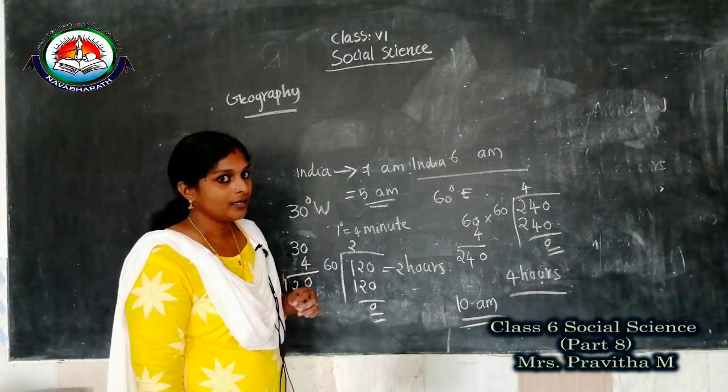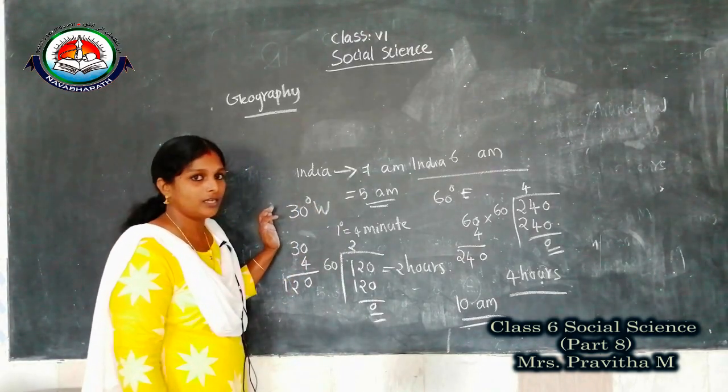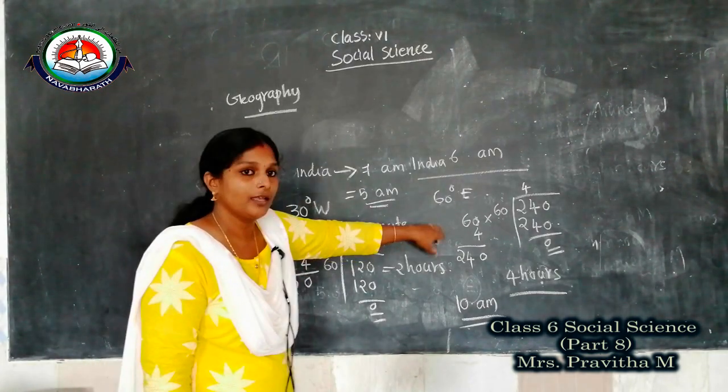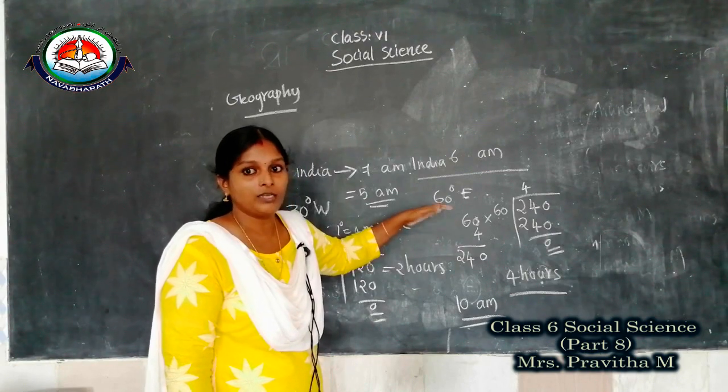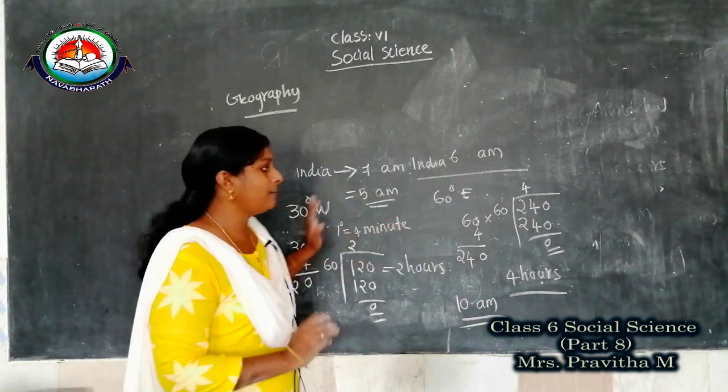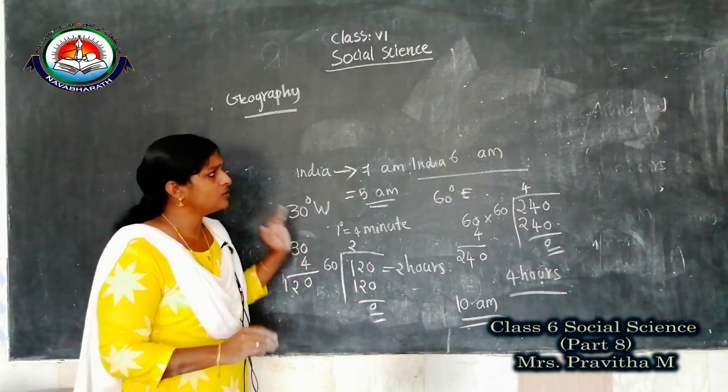Got it, children? I think with the first example sometimes you didn't get it anyway. Once again I will tell another example so it will be clear. Okay, this is the method actually, children. But you can use another method also.